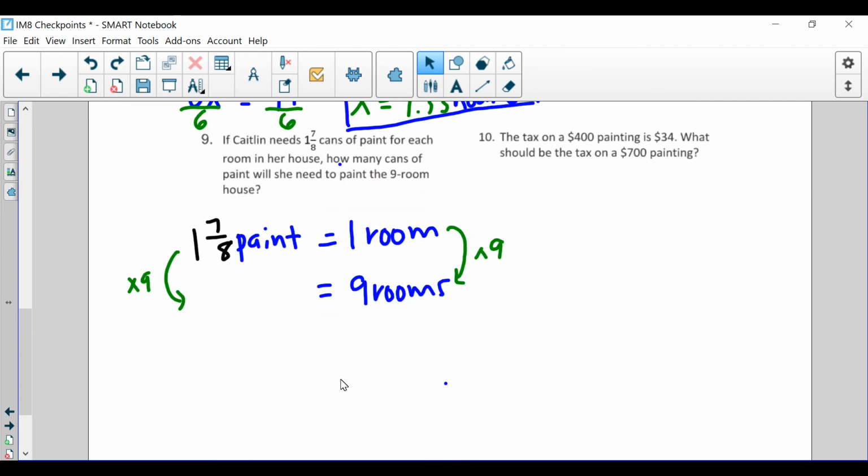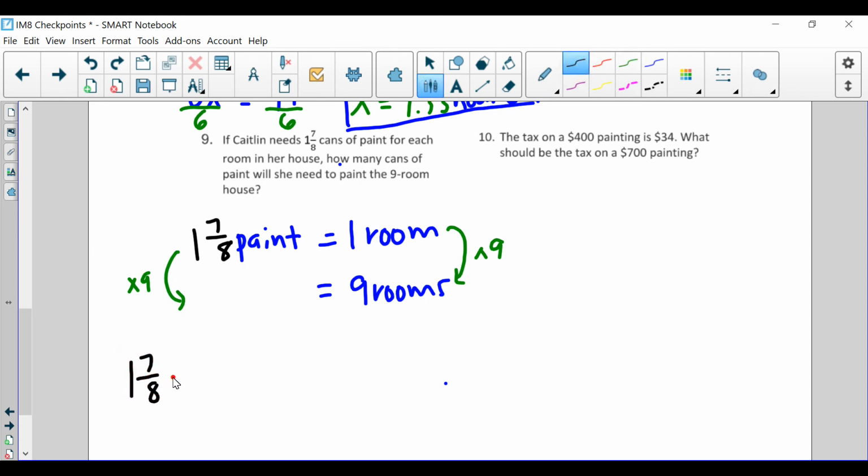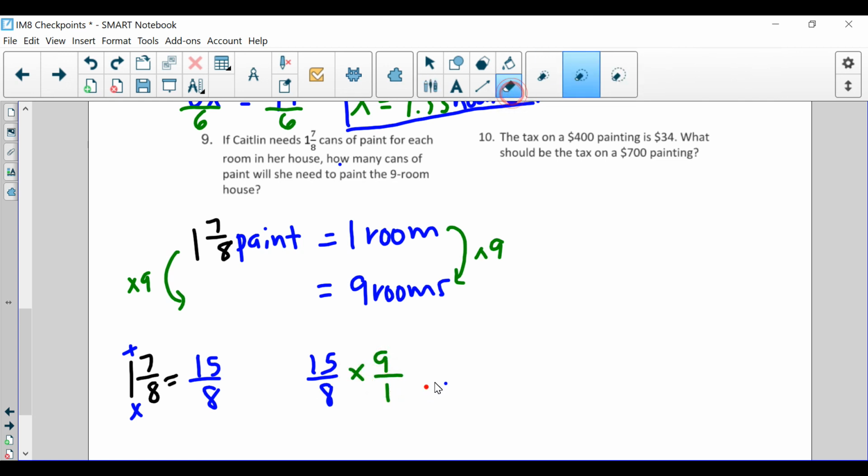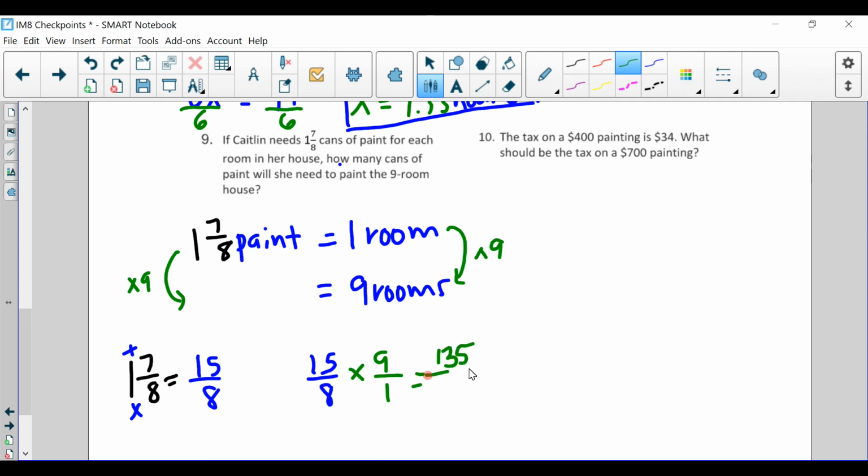So what I'm probably going to do is change 1 and 7/8 to an improper fraction, where we multiply 8 times 1 and then add 7. 8 times 1 is going to be 8, plus 7 is going to be 15. It's going to be 15 over 8. So basically what we're doing is 15 over 8 times the 9 that we saw we were multiplying, and put 9 over 1. We're going to be equaling that here. So this is going to be 135 over 8.